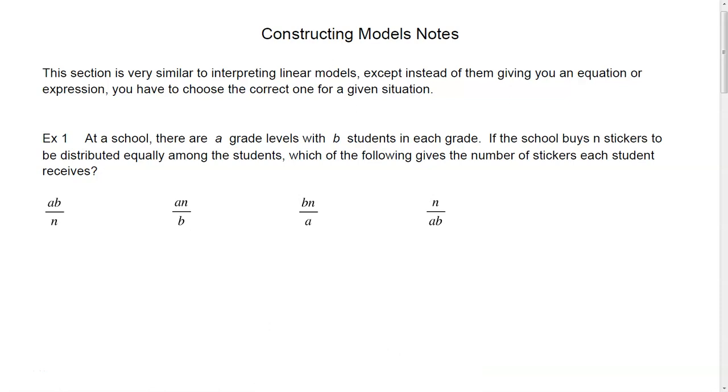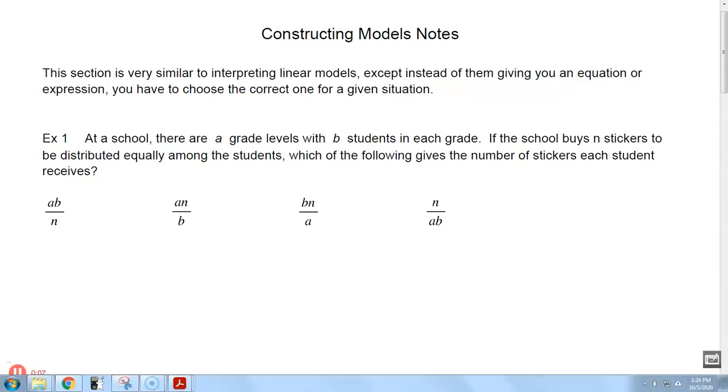All right, constructing models notes. This is your first set of notes for constructing models. Very similar to the last section that we did, interpreting linear models, except right here, instead of them giving you an equation or an expression, you have to choose the correct one for a given situation.